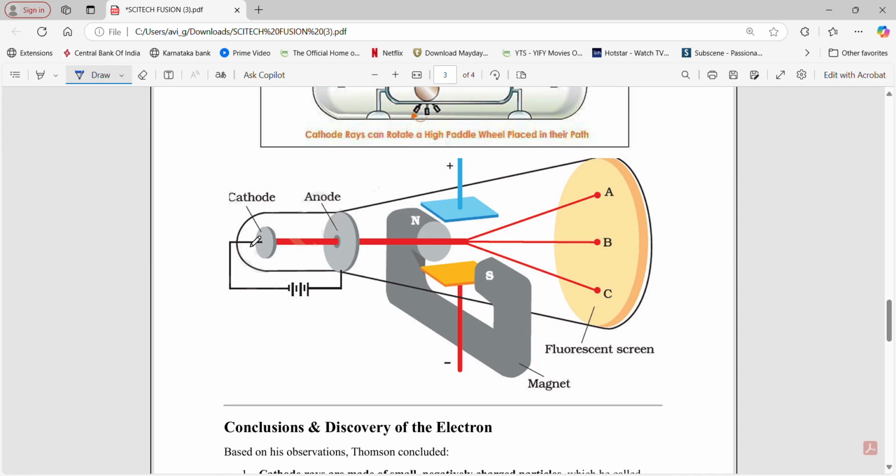In this image you can see the cathode, the anode, the magnetic field, and the electric field. When no electric or magnetic field is applied, the cathode ray travels in a straight line, reaching point P. But when an electric field is applied, the cathode rays move towards the positive terminal of the electric field, and hence they travel to point A. And when a magnetic field is applied, they travel to point C. This is observed using a fluorescent screen.